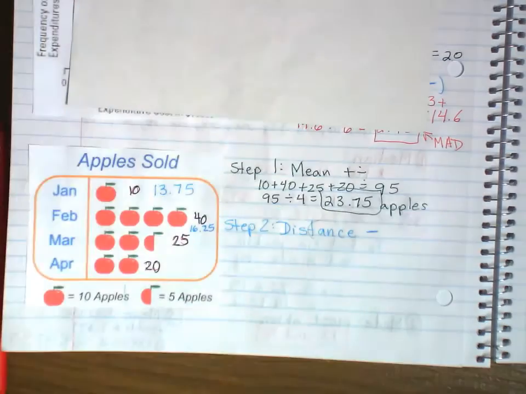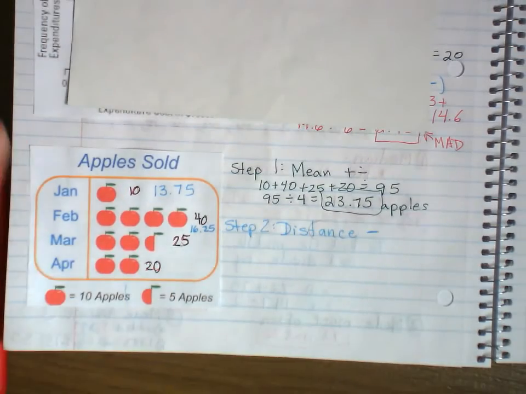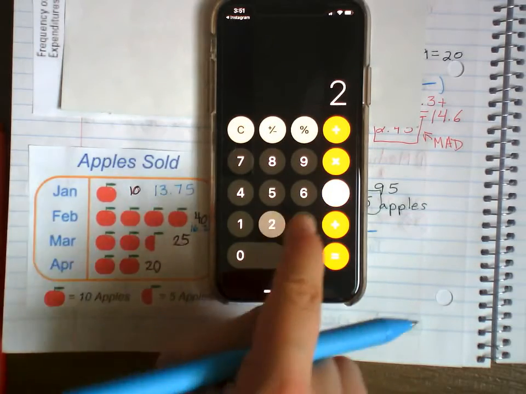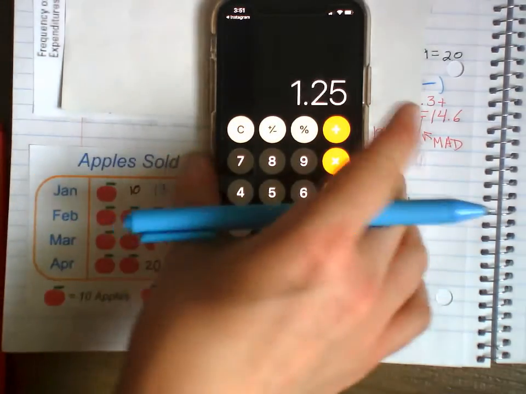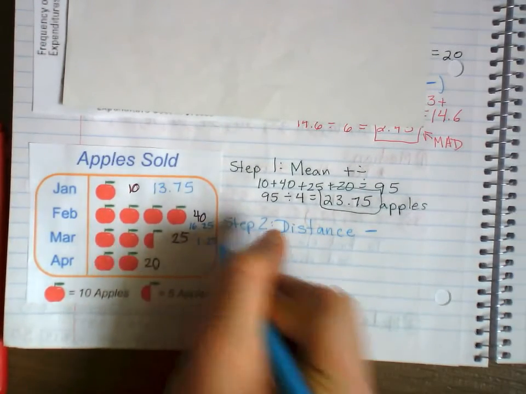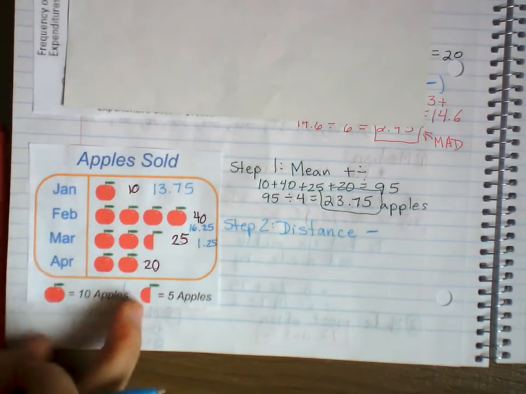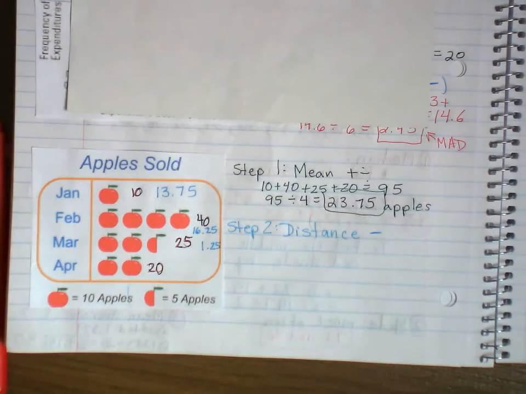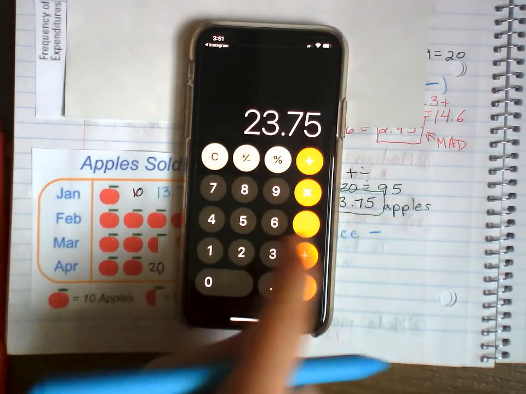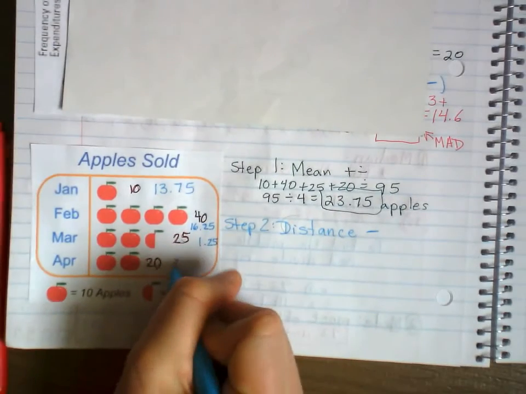25. 23.75. How far away is that from 25? 25 minus 23.75, the average, is 1.25 away for March. Okay, try to do April on your own. How far away is 20 from 23.75, the average? 23.75 minus the 20 we sold in April, 3.75 away.